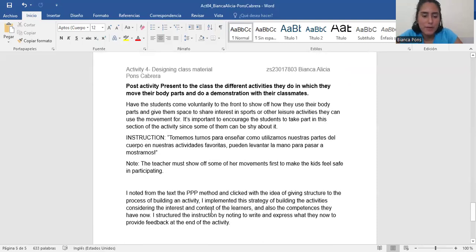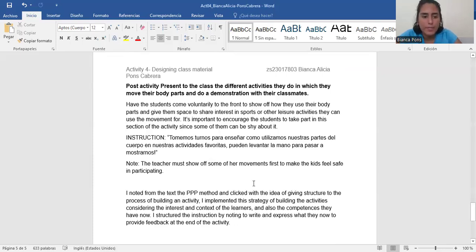Okay. So now we're moving forward to the post activity. The content has been presented and practiced, and now we're going to the production section of it. This is a slide that I will be showing for them: reflect and share how you use your body.